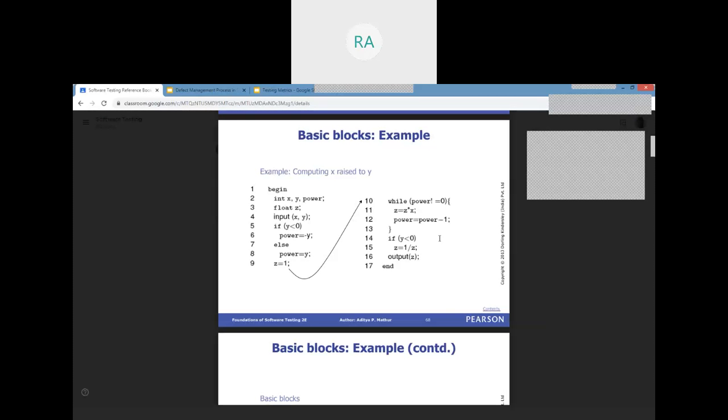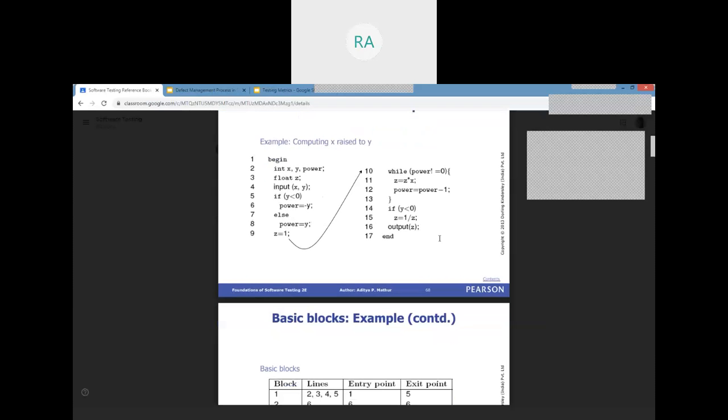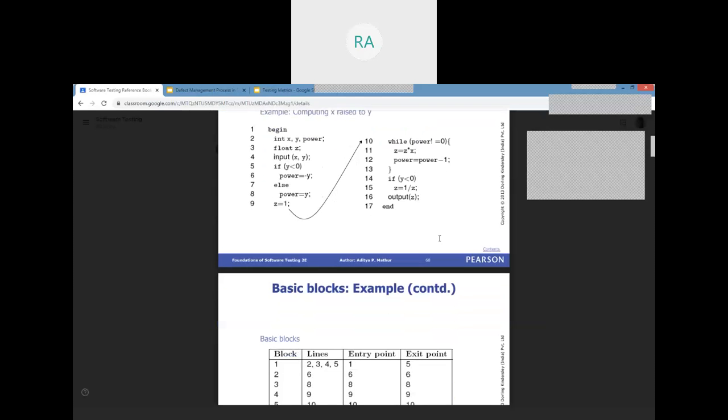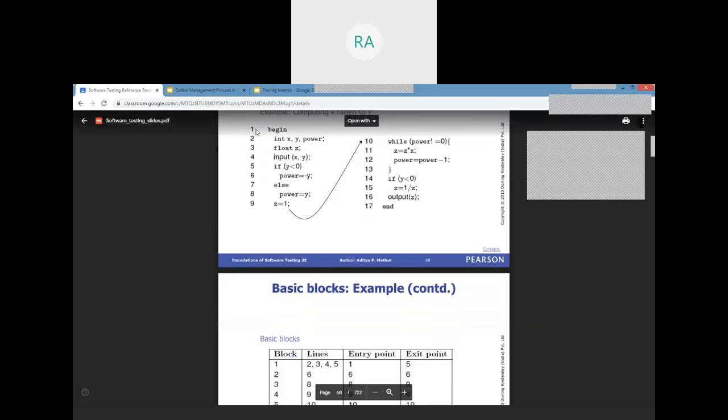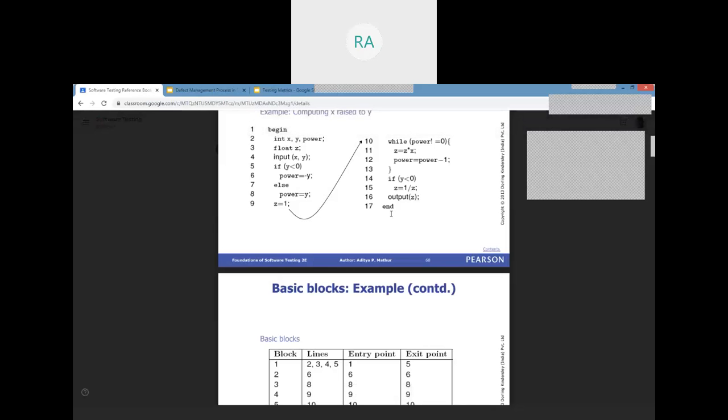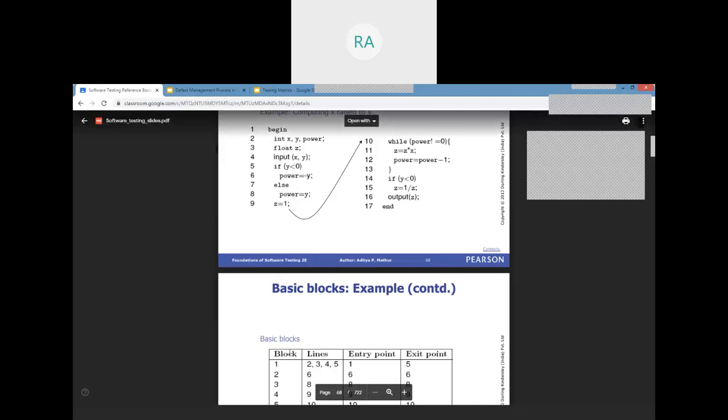Let us represent this pseudocode by drawing a control flow graph by writing the basic blocks. Refer to this. This pseudocode you have to keep in mind, and they have specified certain basic blocks. See here, can you see this numbering? 1, 2, 3, 4, up to 17 lines are there. See, they have identified certain basic blocks.